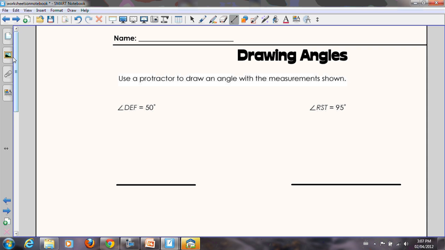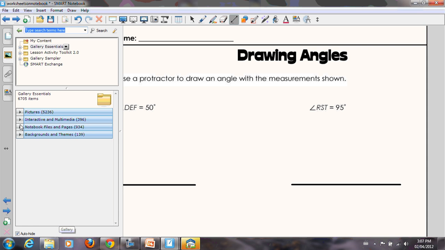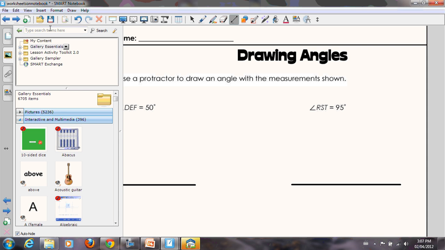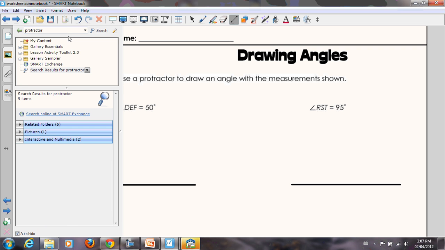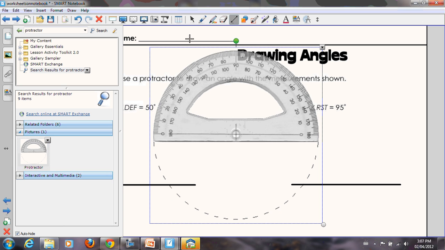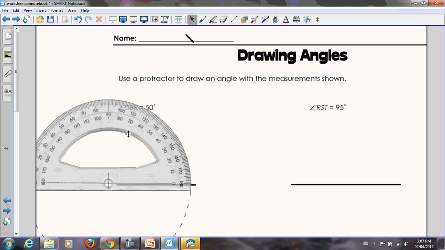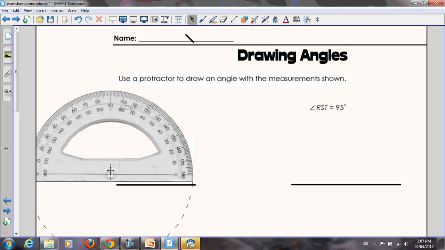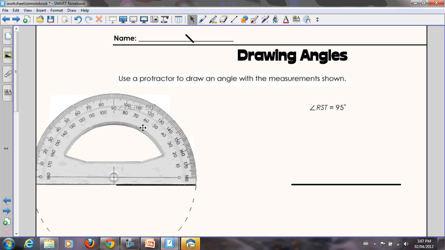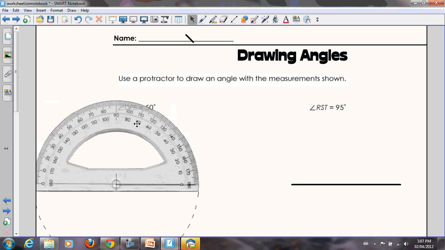And the next step I'm going to have to do is get my protractor. So I'll get out a protractor and bring him over here like that. Now the same way you measured an angle is the same way you're going to draw one. So I'm going to put my plus sign of my protractor right on the beginning of my line. Make sure it's going straight across to the 0.